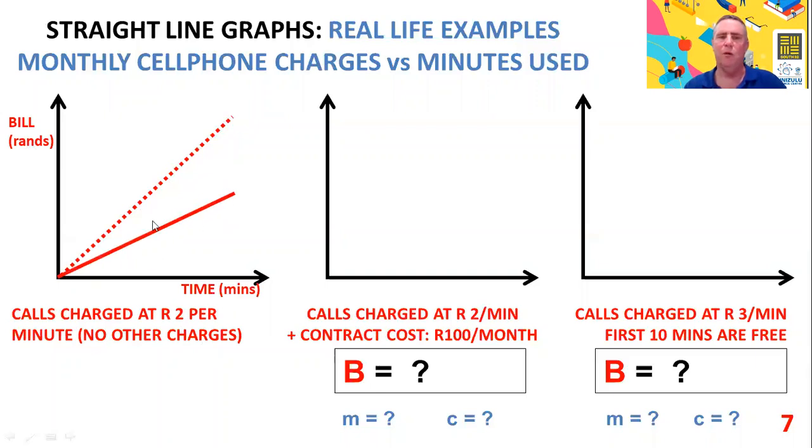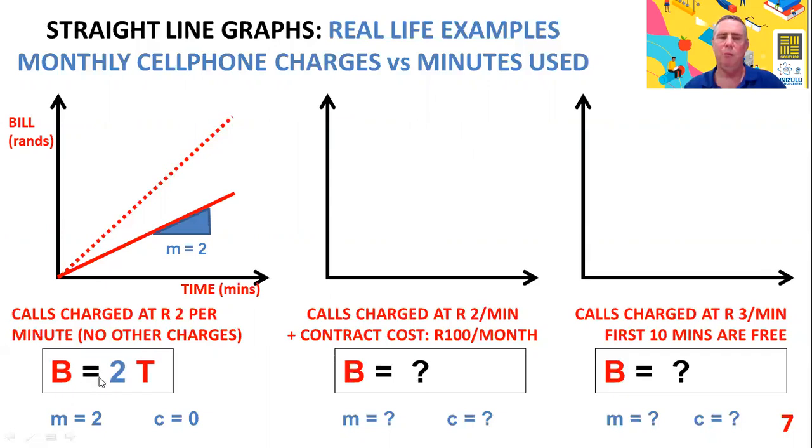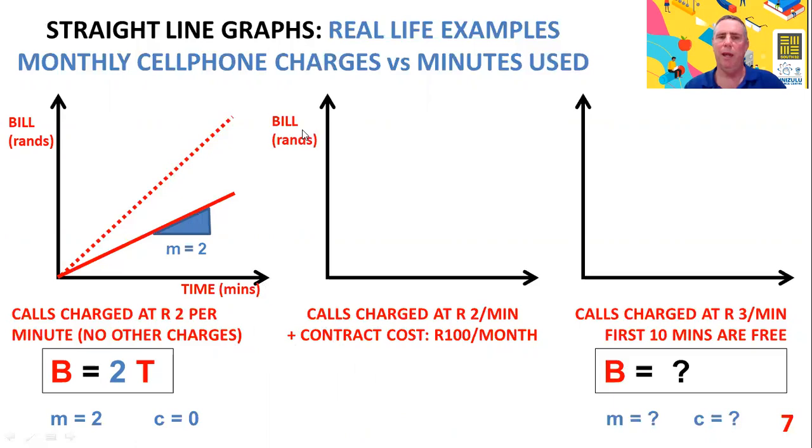We'd expect our graph to have a lower slope because it's only 2 Rand a minute. Our gradient would be 2. Our c value would be 0 because there are no other charges. So there are the constants, and our equation would simply be b is equal to 2 times t. Let's look at the next example. Calls are charged at 2 Rand per minute, so we'd expect a similar looking line, but there's a contract cost of 100 Rand per month. Again, we label our axes, the bill in rands, time in minutes.